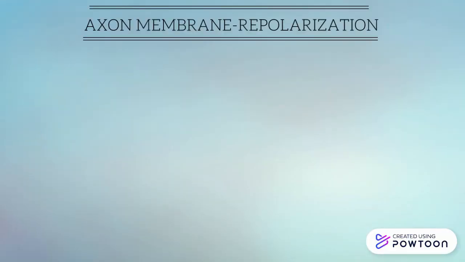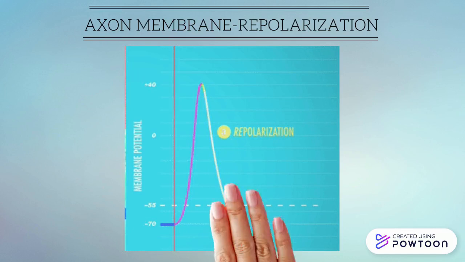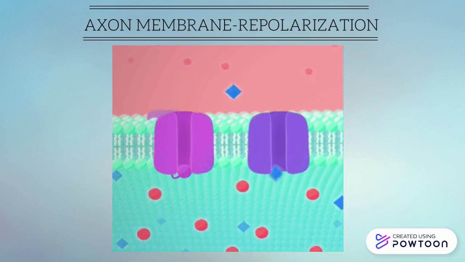When the membrane potential reaches between 30 and 40 millivolts, a process called repolarization starts, when sodium channels close and potassium channels open, allowing potassium ions to pass from the inside to the outside of the neuron, trying to get the membrane to its resting potential.